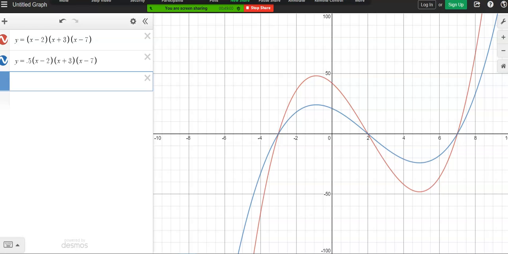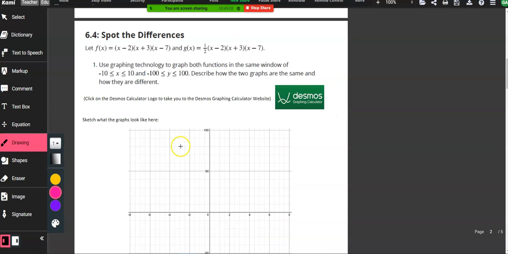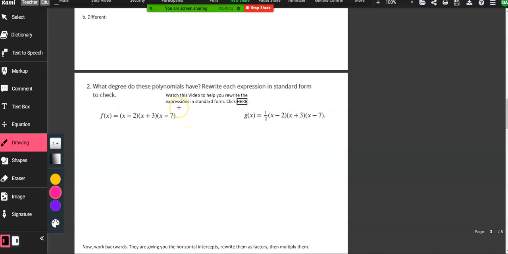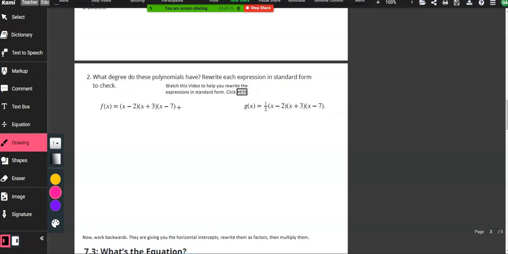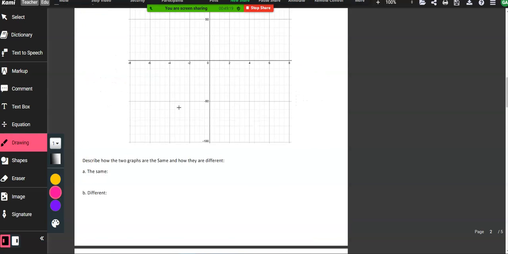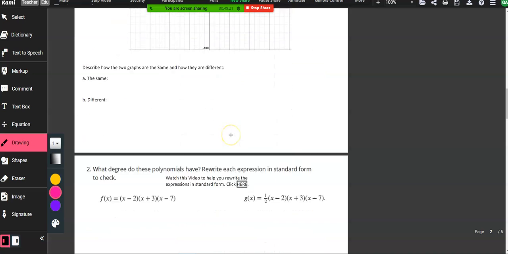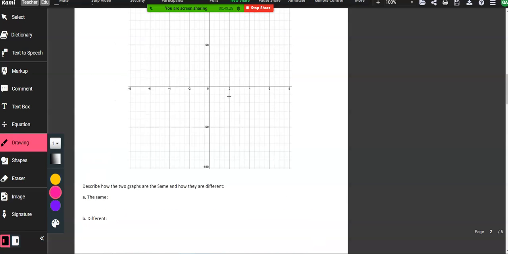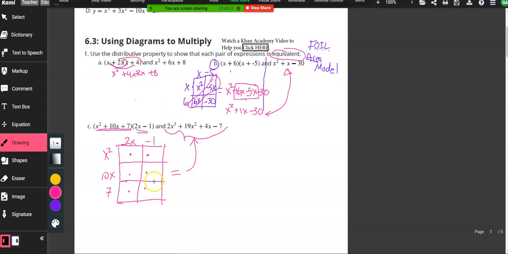All right. And the last activity, that was 6.4. Oh, so 6.4 has two questions. That was question number one. Question number two is right here. And it's almost like this. We're going to do the same thing as this area model or this box method here.